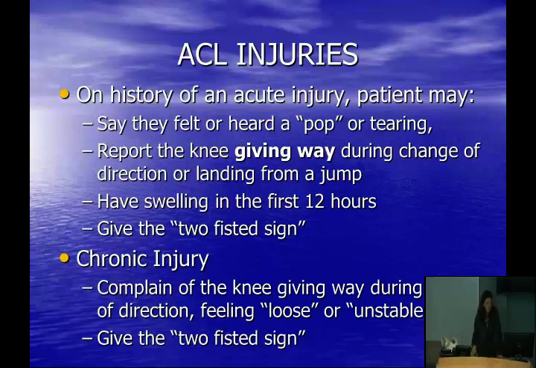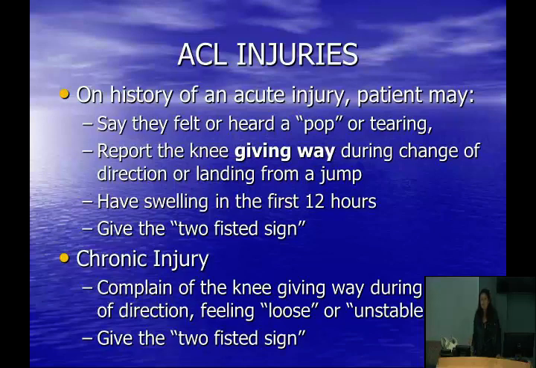Chronic injury. So you can have an acute ACL tear, or you can have an instability issue on a chronic injury. Okay, so people come in with a chronic ACL, they'll just say all of a sudden it feels loose. I'm having some instability. It's going out on me. They'll also give you the two-fisted sign. The biggest thing I always tell my residents.